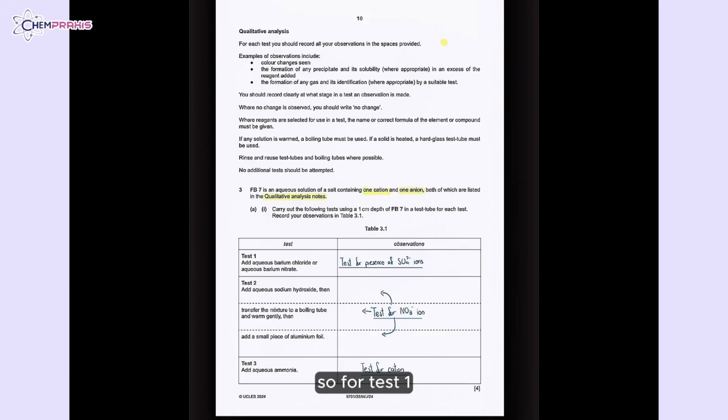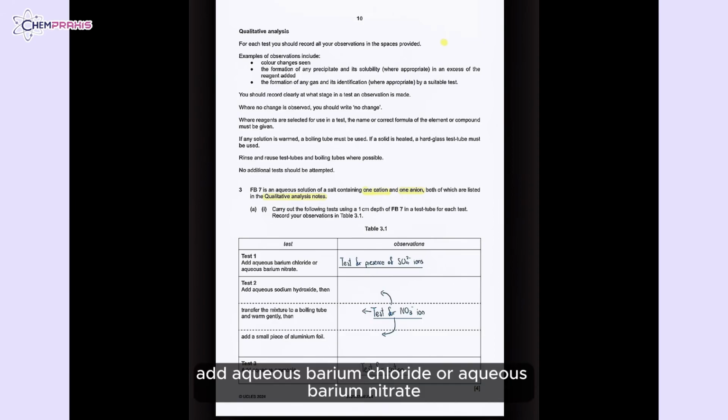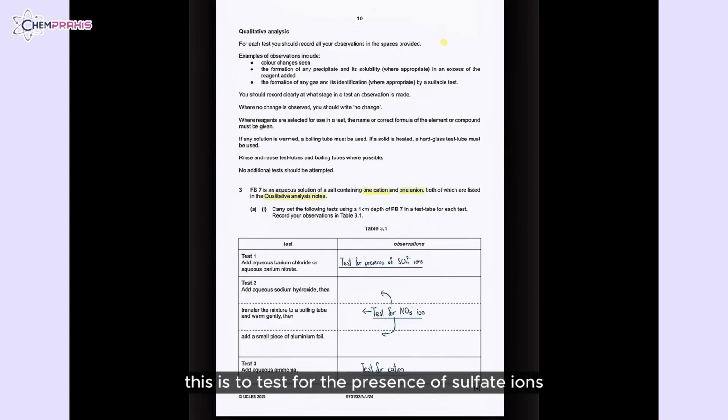For test 1, add aqueous barium chloride or aqueous barium nitrate. This is to test for the presence of sulfate ions. Then for test number 2, we are doing all this to test for the presence of nitrate ion. Then for test 3, we add aqueous ammonia to test for which cation is present in this table.